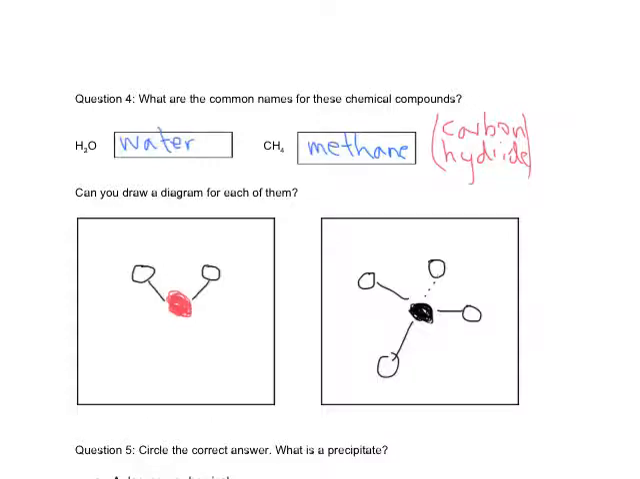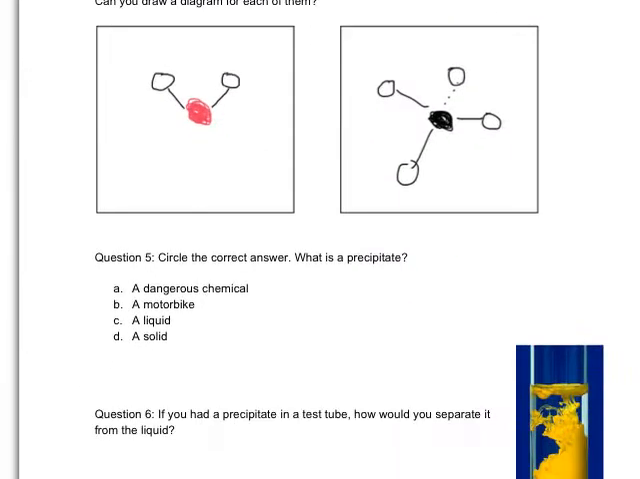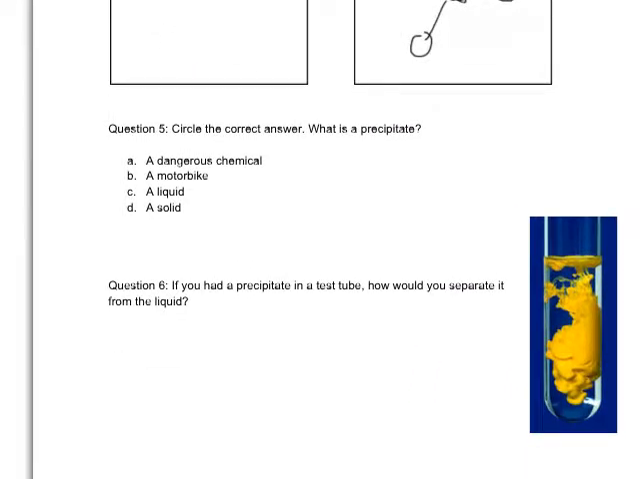Okay, let's go down to the last question. Circle the correct answer, a precipitate. Hopefully we know that it's a solid floating around. And finally, if you had a precipitate in a test tube, how would you separate it from the rest of the liquid? You would basically use filter paper and a funnel. Remember how we did that?